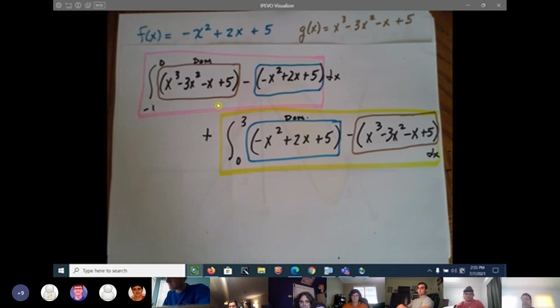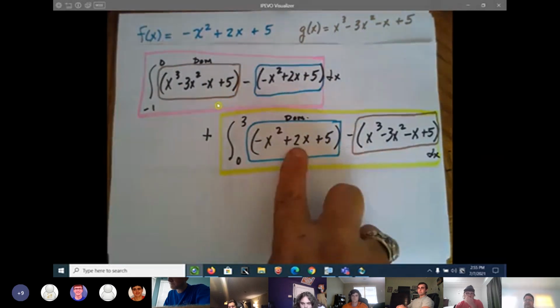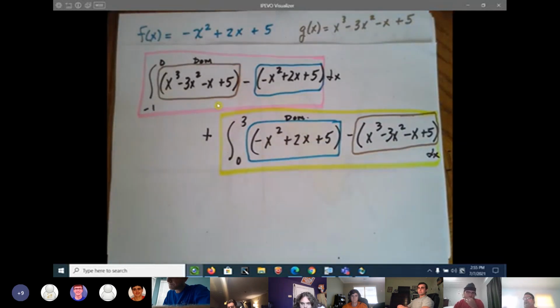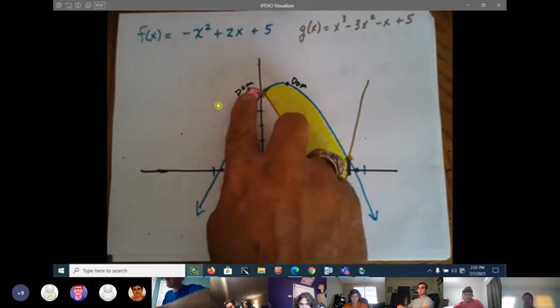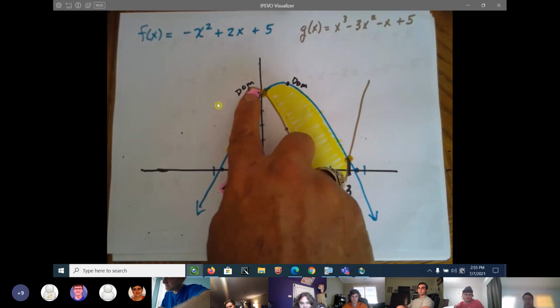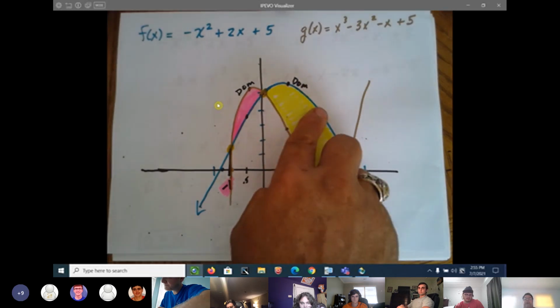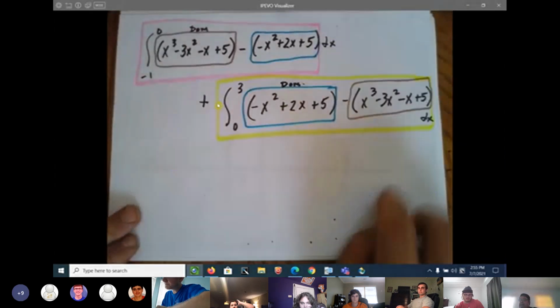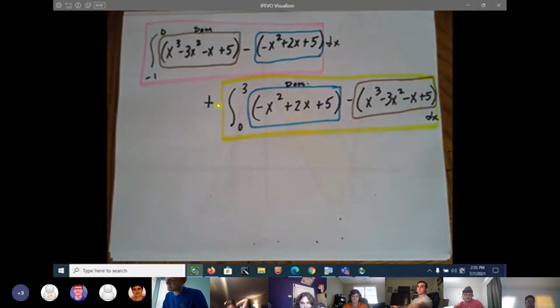7 minus 3. Okay. You always want the bigger number. You always want to subtract from the bigger number. In this case, you're subtracting from the more dominant function. And on the pink region, the more dominant function is the brown function. Here on the yellow region, the more dominant function is the blue. So that's why I set it up like this. Okay, that makes sense. Thank you.